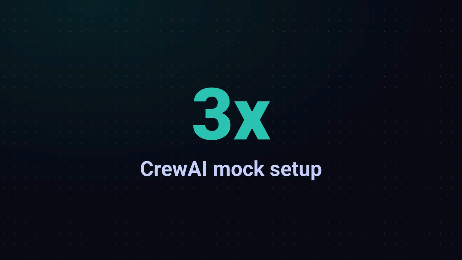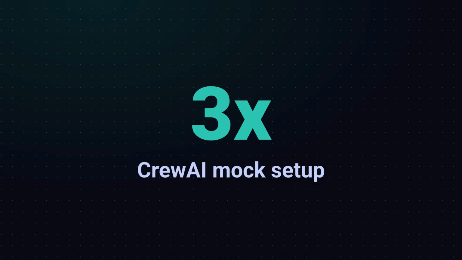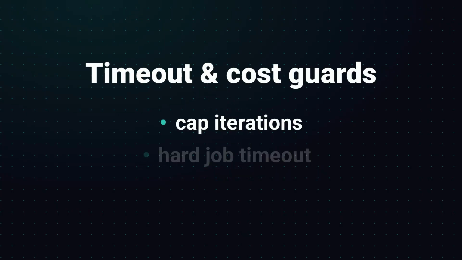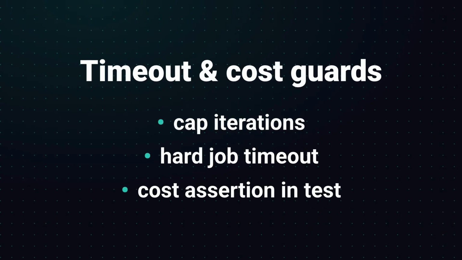Then there's the timeout and cost dimension, which is where CI really punishes you. CI runners have wall clock limits, and your finance team has patience limits. LangChain lets you set per call timeouts and max iterations explicitly, so a runaway agent gets killed cleanly. CrewAI's max iteration controls exist, but sit further from your reach, and a crew that gets stuck in a delegation loop can burn through your budget before the runner even times out. Always cap iterations, always set a hard job timeout, and always run a cost assertion in the test itself.